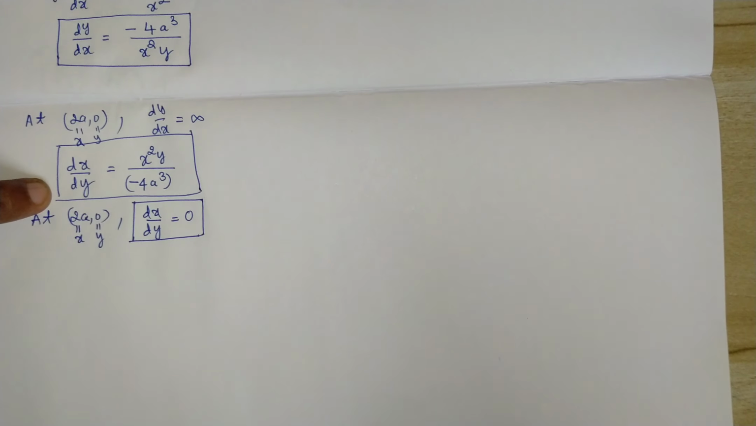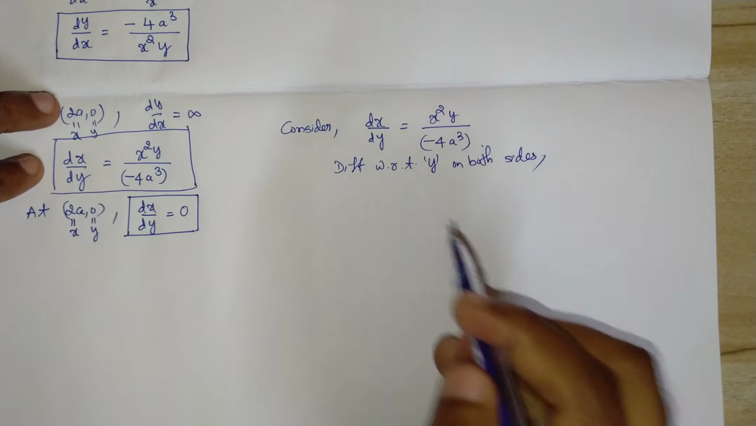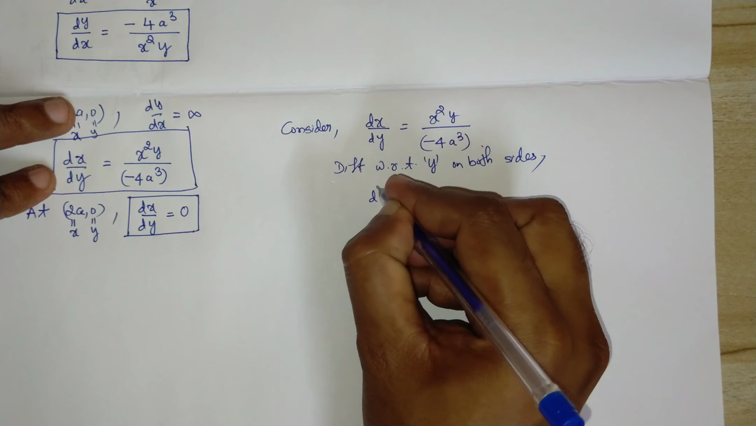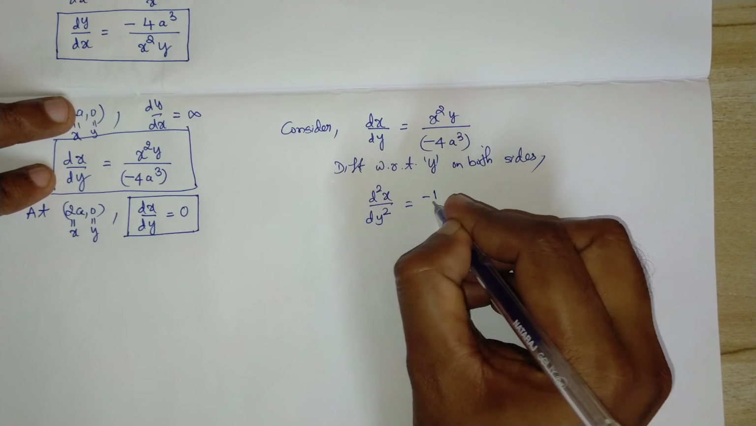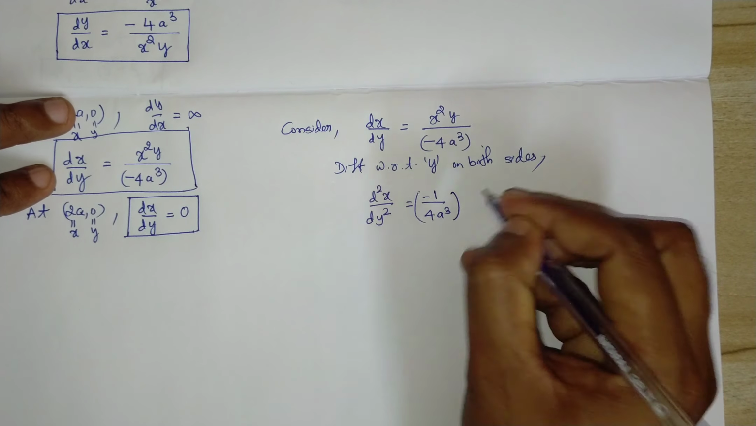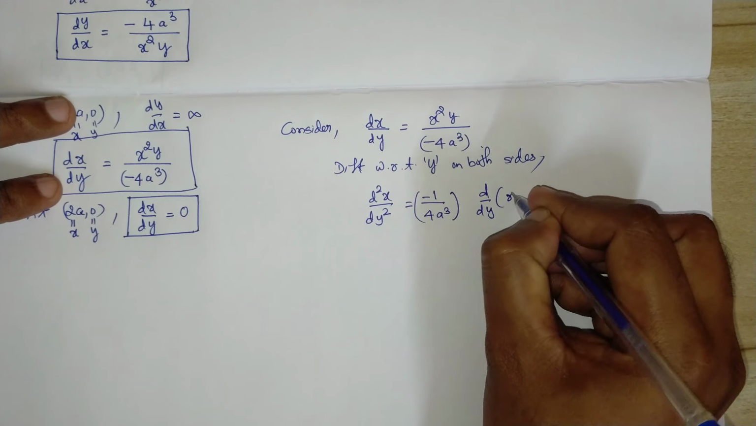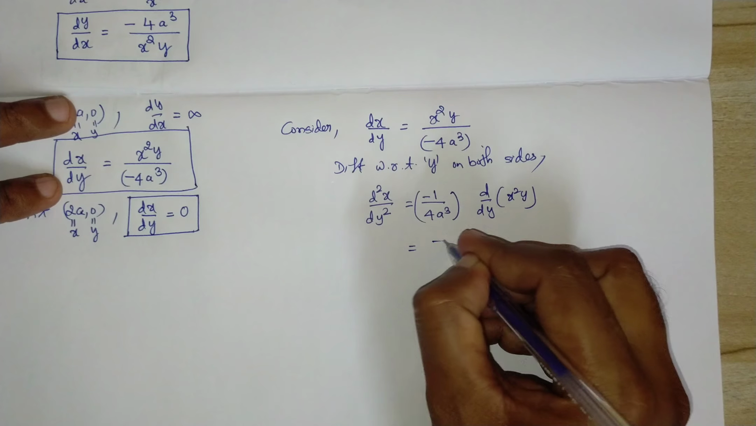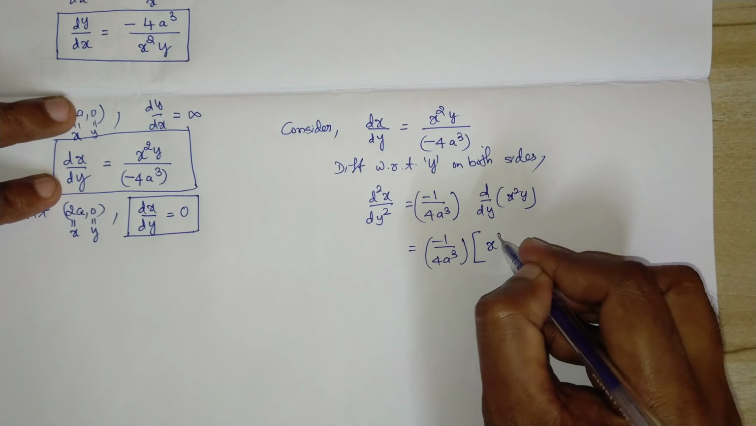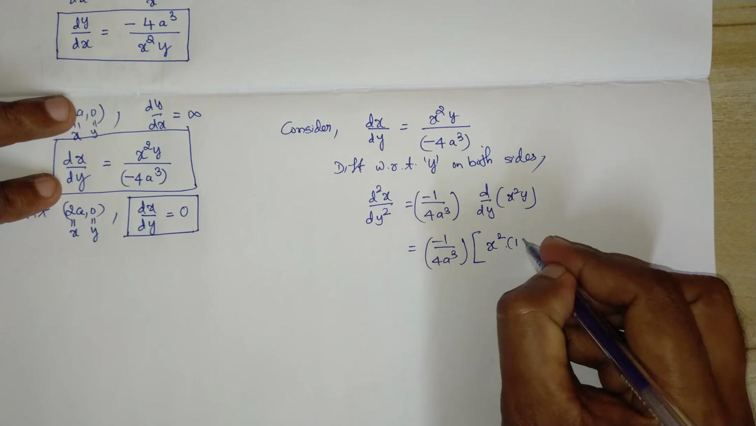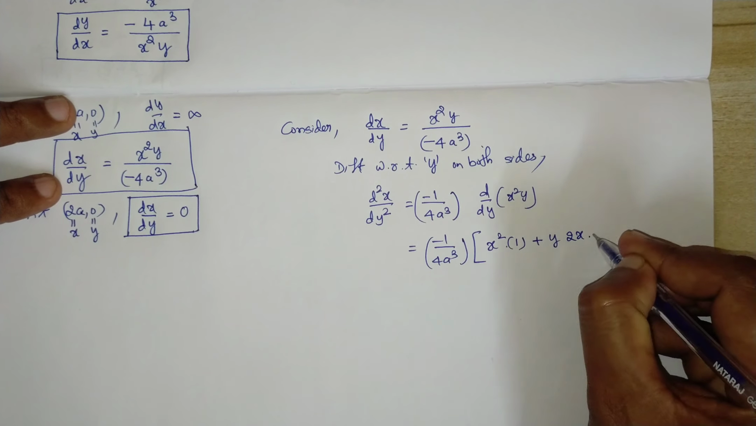So now we have dx by dy equals x square y divided by minus 4a cube. Let me differentiate with respect to y on both sides. The differentiation of dx by dy with respect to y is d square x by dy square. That is equal to, here the constant term is minus 1 by 4a cube, and we need to differentiate x square into y with respect to y, right? So this is nothing but minus 1 by 4a cube. We have to apply the product rule here. So first function, and the differentiation of y with respect to y is 1, plus second function, the differentiation of x square with respect to y is 2x into differentiation of x with respect to y.